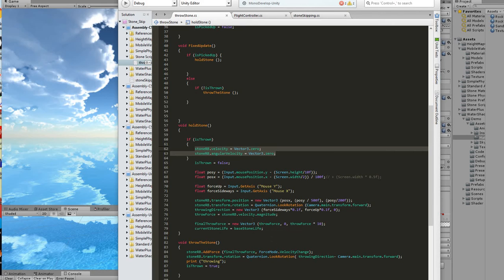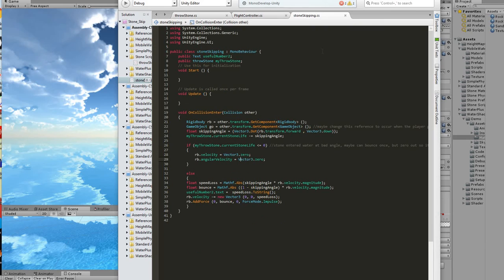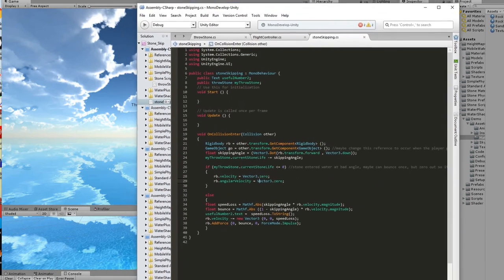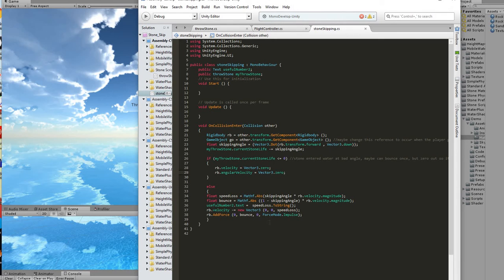And then it gets put together into a final throwing force. And the Z value, of course, has got to be stronger. And then this sets the stone life, and that starts off as 1. Then when the stone is skipped, this stone skipping script is on the plane in the background, and it handles the bouncing of the stone and taking away the stone life.